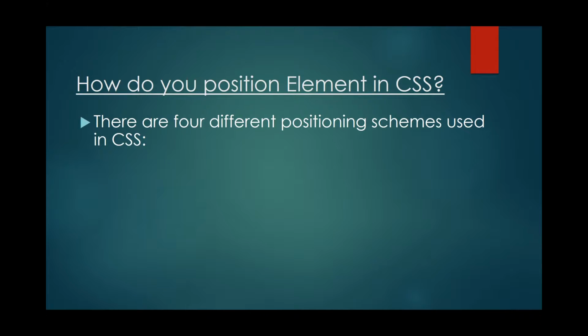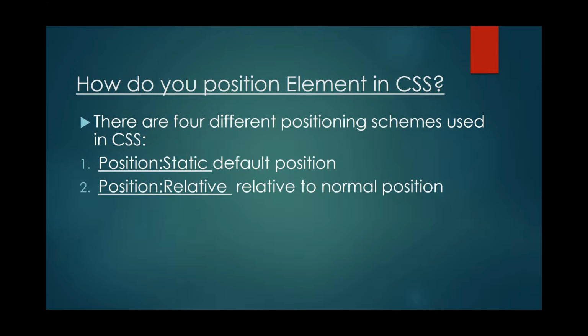There are 4 different positioning schemes used in CSS. The first is the static default position. When it says static, that just means it is the default position. If you don't do anything, that's where it's going to be. This position: static would actually be inside of the style tag, and we'll see an example of that coming up. The next type is relative positioning.